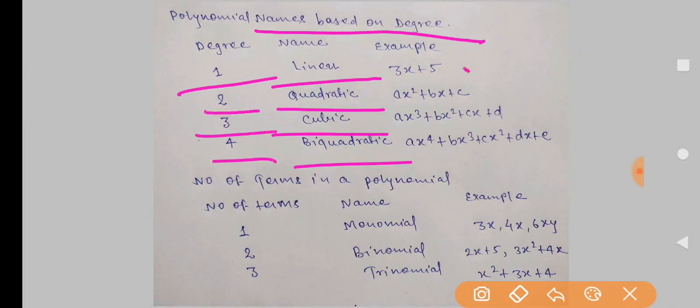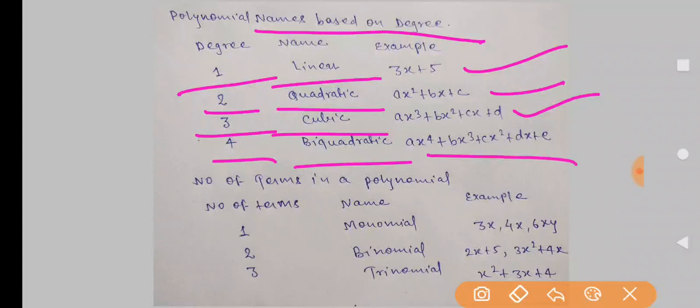Here are examples: a linear polynomial is 3x plus 5, a quadratic polynomial is ax square plus bx plus c, a cubic polynomial is ax cube plus bx square plus cx plus d, and a biquadratic polynomial is ax to the power 4 plus bx cube plus cx square plus dx plus e. So according to degree, these are all names of polynomials.